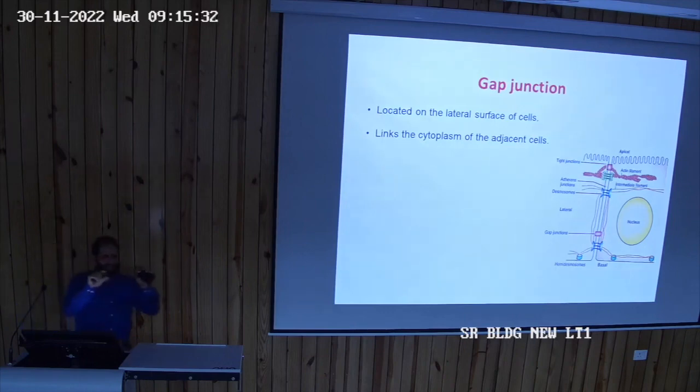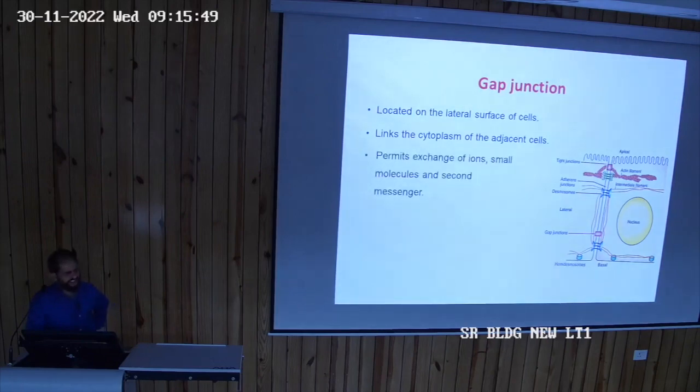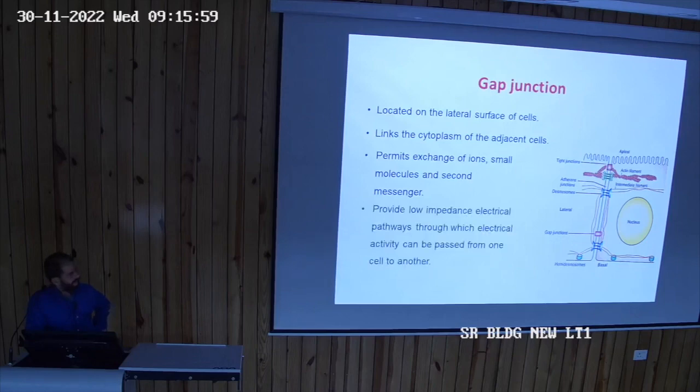ये क्या होता है, एक तरह से चैनल बना लेते हैं गैप जंक्शन. अंदर से साइटोप्लाज्म एक दूसरे से कम्युनिकेट कर सकते हैं एक दूसरे सेल से. This is the important part, that it links the cytoplasm of the adjacent cells. Obviously it will permit the exchange of ions, small nutrients also, and other messenger molecules, and it provides low impedance electrical pathways. You will be studying later in nerve muscle physiology.